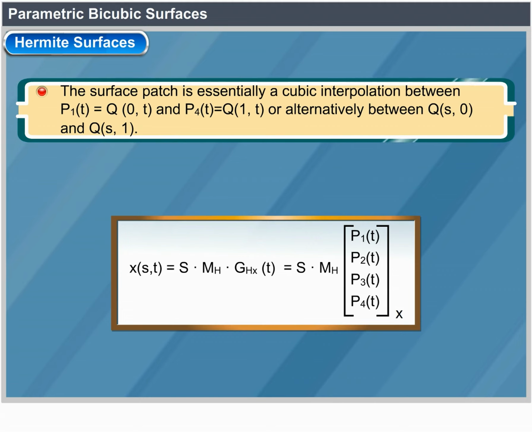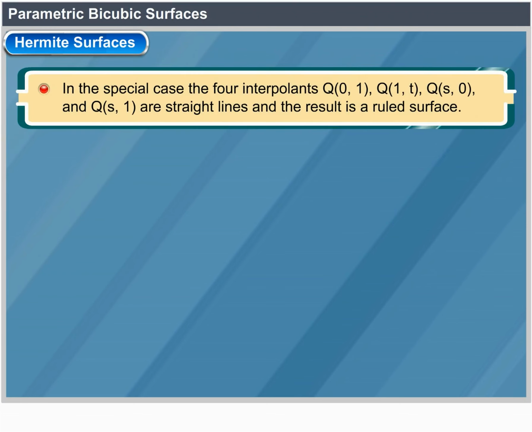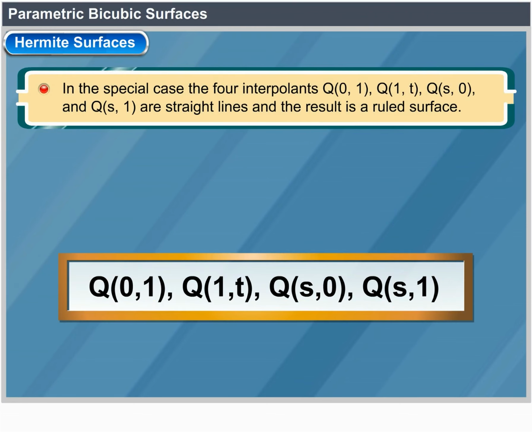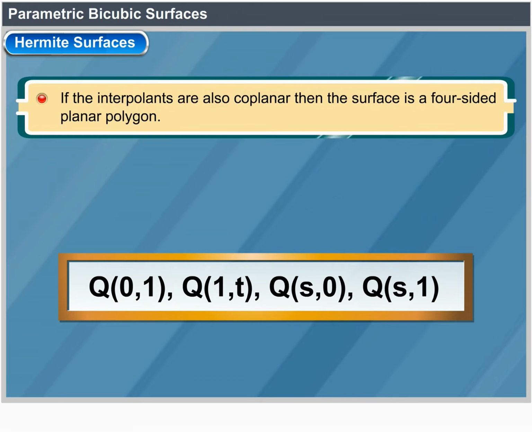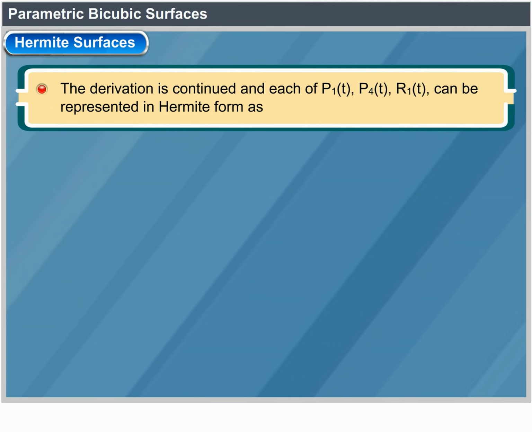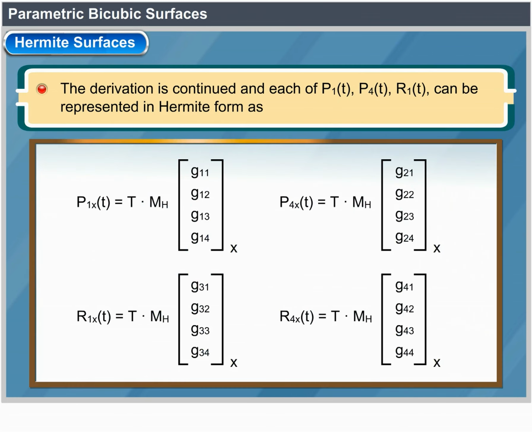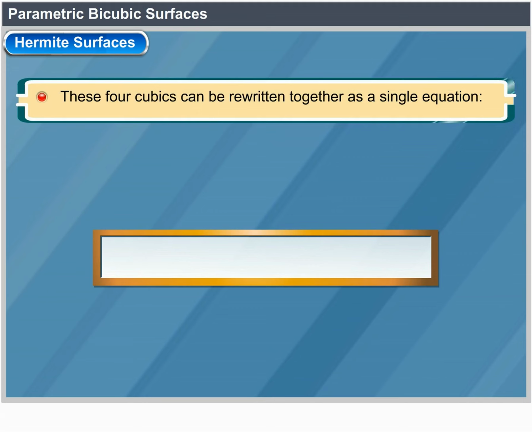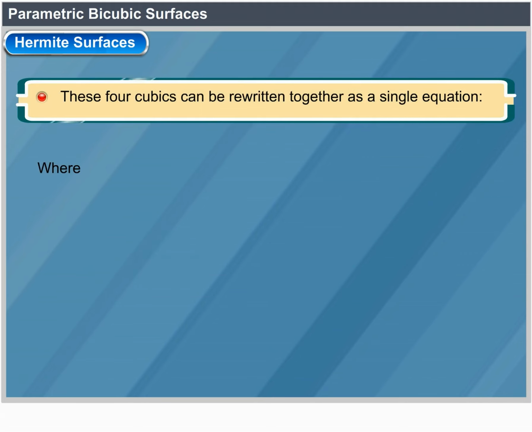Q(s, 0) and Q(s, 1). In the special case that the four interpolants Q(0, t), Q(1, t), Q(s, 0) and Q(s, 1) are straight lines, the result is a ruled surface. If the interpolants are also coplanar, then the surface is a four-sided planar polygon. Continuing with the derivation, let each P1(t), P4(t), R1(t) and R4(t) be represented in the Hermite form as shown. These four cubics can be rewritten together as a single equation, where GHx is in the matrix form shown.